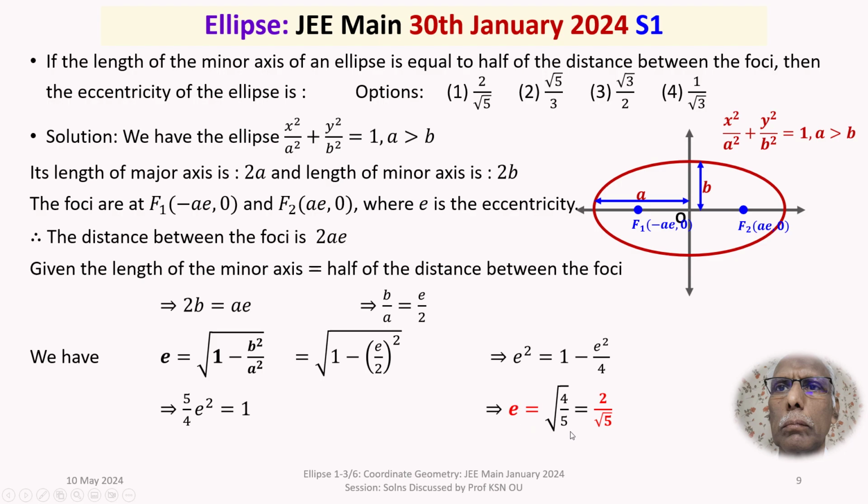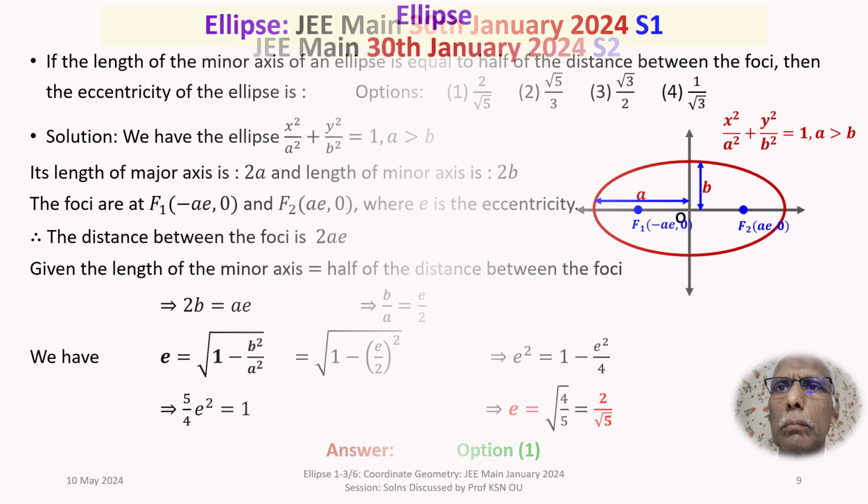e is equal to under the square root of 4 by 5. We will take positive because the eccentricity of the ellipse is positive and it is less than 1. So e is under the square root of 4 by 5, that is 2 by root 5. So we got the answer. This our answer 2 by root 5 appears against option 1. Therefore the answer to this question is option 1. And that is the detailed discussion of the solution of the given problem, and it is a very simple and straightforward question. I am sure that you have understood the solution of this problem.